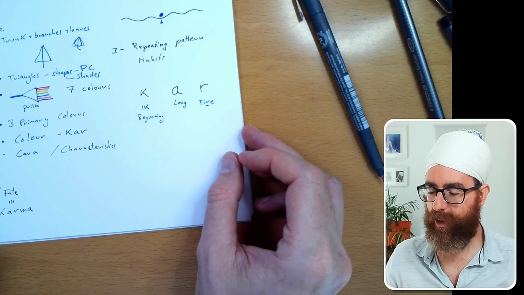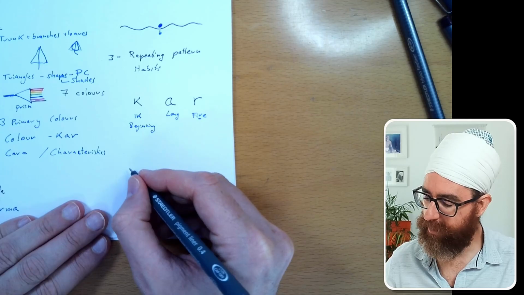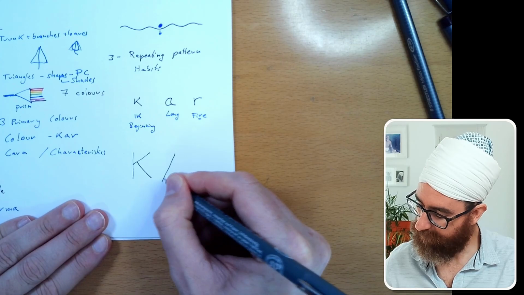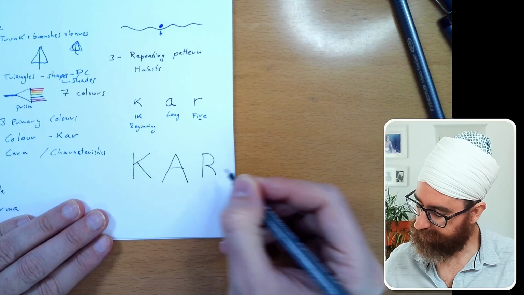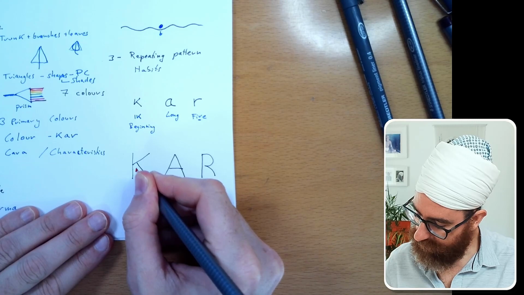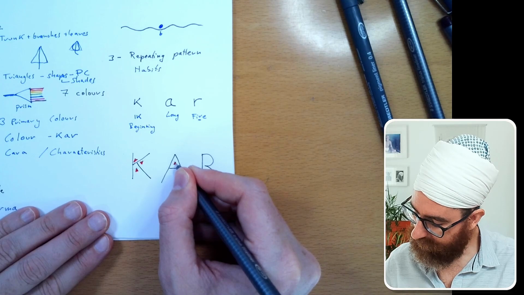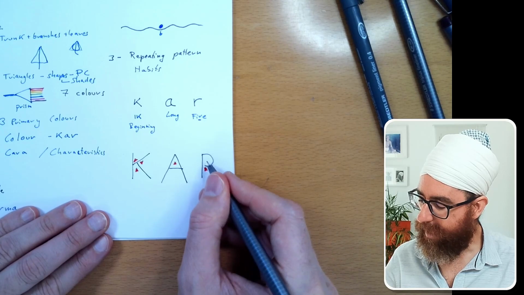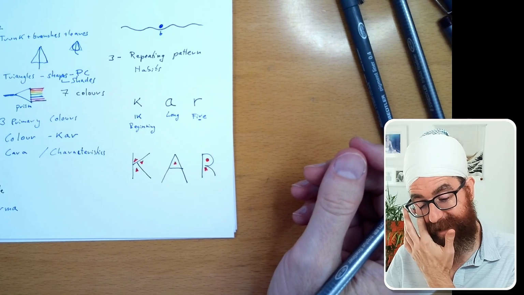So, Ekonkar. But there's another interesting thing. Let me draw Kar now in capital letters, just like I wrote Ong in capital letters. I'm going to do it a bit bigger. Now, something immediately comes up as we look at Kar, which is triangles. There's a triangle here, a triangle here, a triangle here, a triangle here, and there is a circle. I think that's one of the most interesting things.